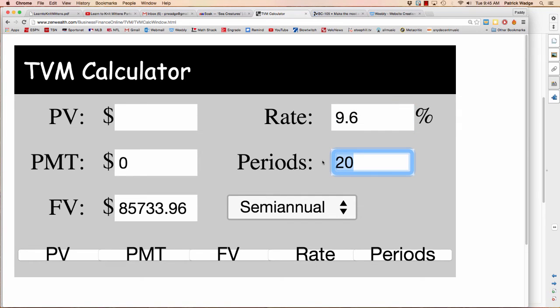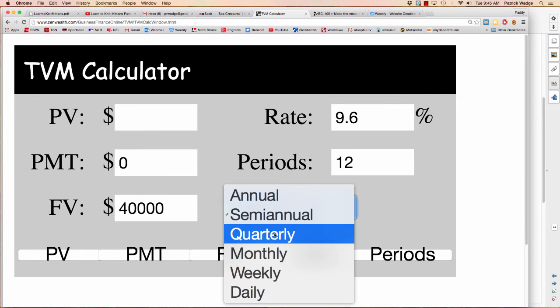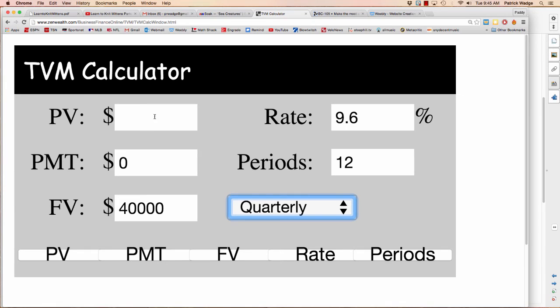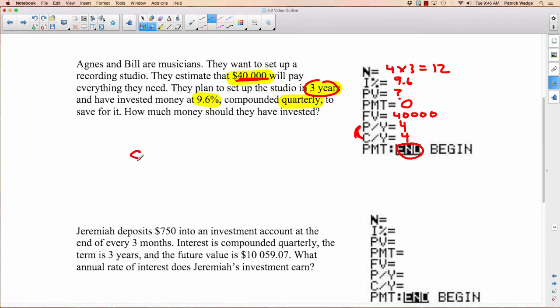The number of periods was 12. That's the end value, right? The future value, what they want to end up with, is $40,000. Remember, that's positive because that's money in your pocket now. They actually have that money, and it was compounded quarterly. What we're trying to figure out is PV, the present value. So we hit PV right here, and you get negative, and that's what present value is when you put money in the bank, $30,092.66. So there we go. We'll write that in here. $30,092.66 is our answer.